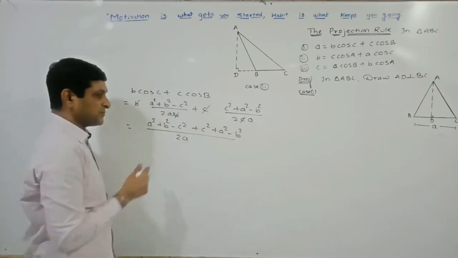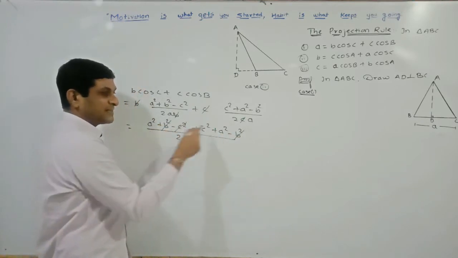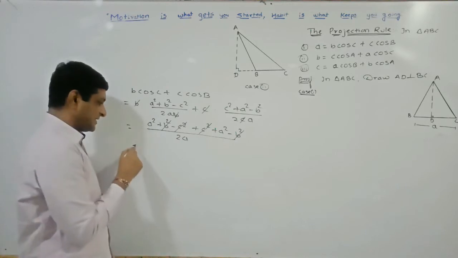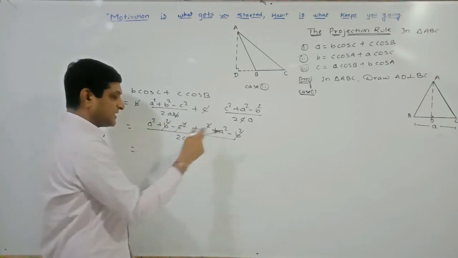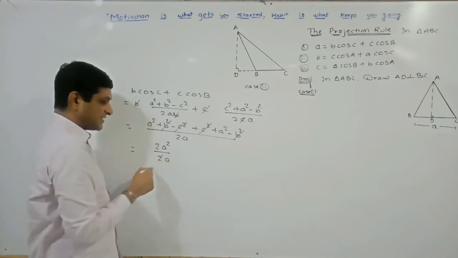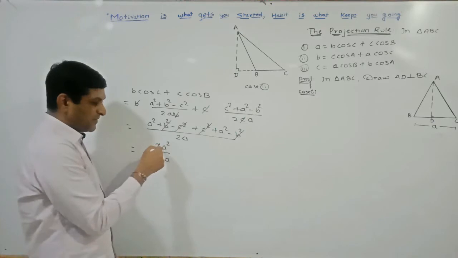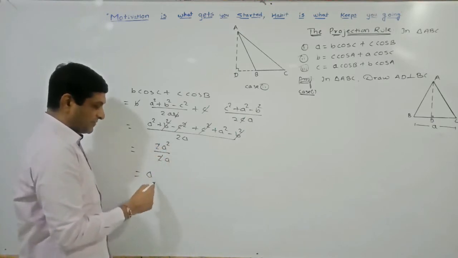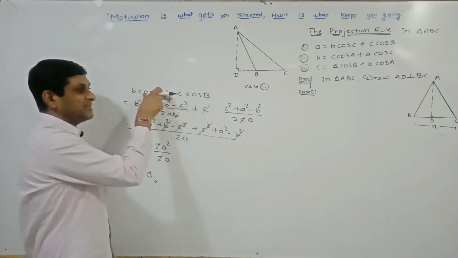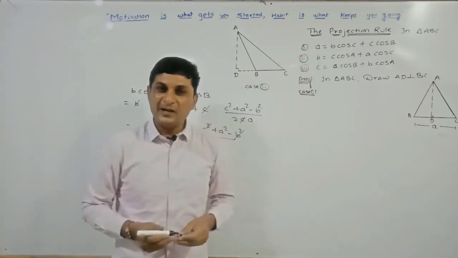Let us check which terms will get cancelled. Plus b square minus b square will get cancelled. Minus c square plus c square will get cancelled. And a square plus a square will be equal to 2a square. In the denominator 2a, keep it as it is. 2a will cancel, and one a from a square will cancel. So what do we get? a. In this way, considering the right hand side, we have got the value of the left hand side.